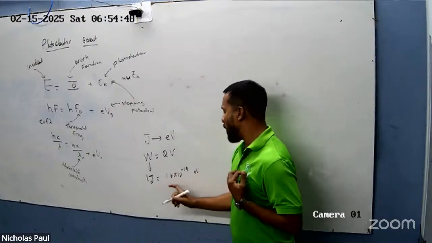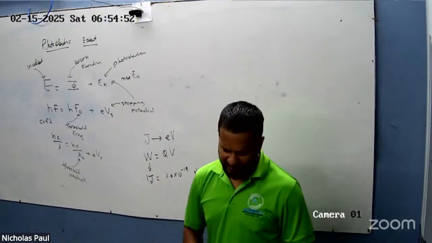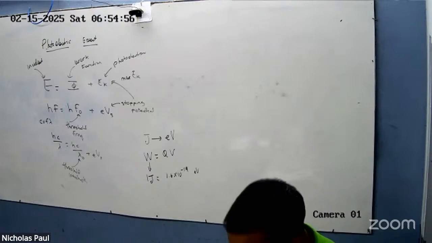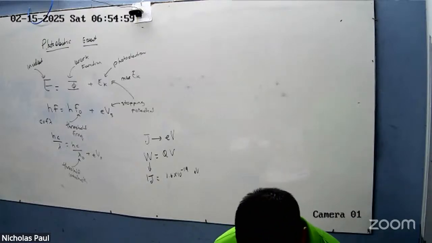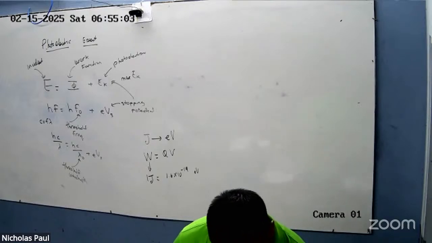So 1 joule is equal to this. And that is electrostatic. Sometimes they just give you mega electron volts.